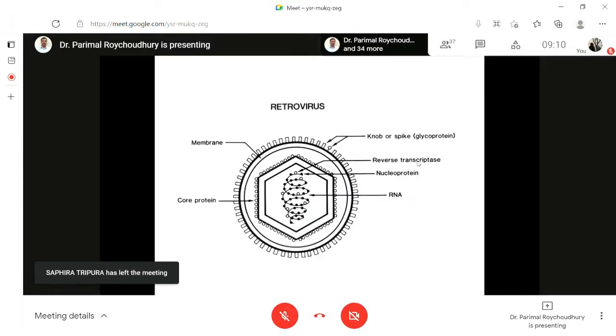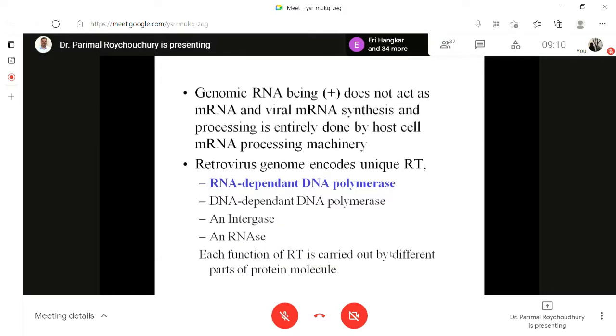So this is another enlarged picture of the entire structure of the virus. Although this is positive sense, it doesn't act as a messenger RNA, and the replication strategy is quite different, which we'll discuss again. Let us come to some of the unique characteristics of this RT enzyme, reverse transcriptase enzyme. This is a very, very peculiar thing that we see among the viruses: one protein with multiple functions. Generally in the eukaryotic system, it doesn't happen. One protein, one function, no.